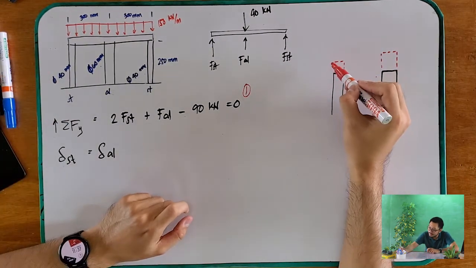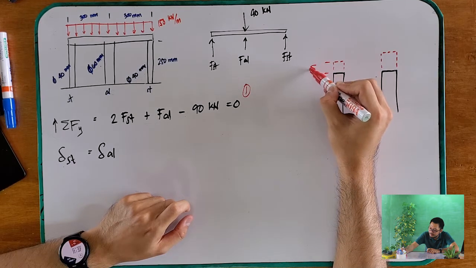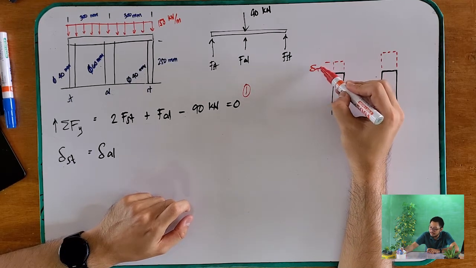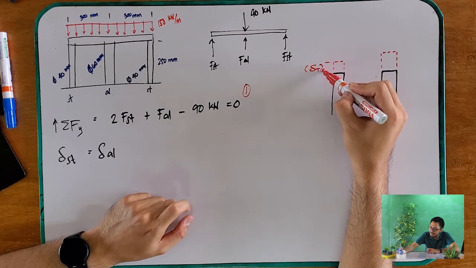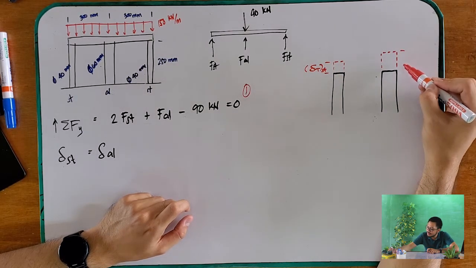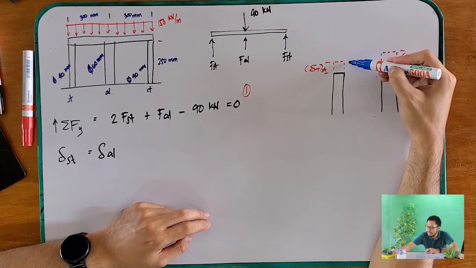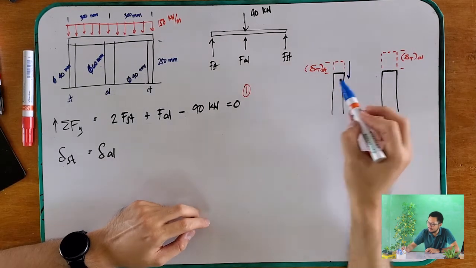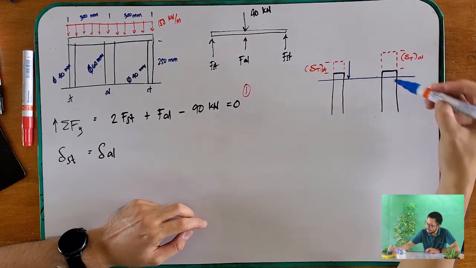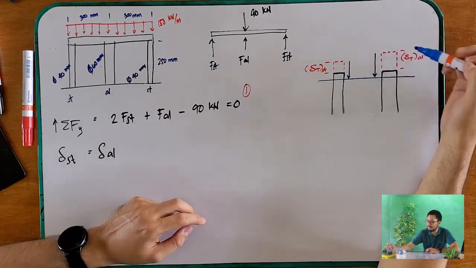And I will call this deformation as your delta T of the steel and this one as delta T of the aluminum. That is just the change in temperature. But then the force is applied, so we say that the steel goes down at this level, and the aluminum goes down at this level.